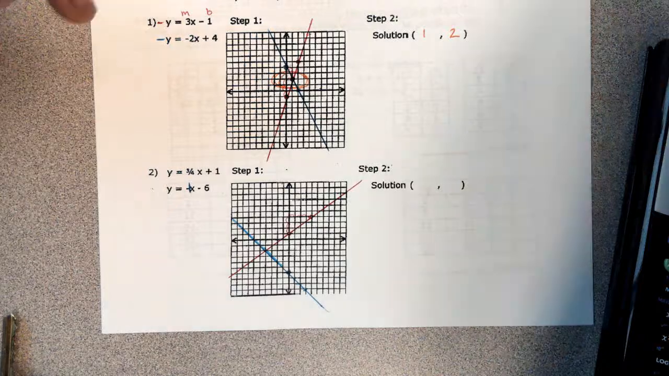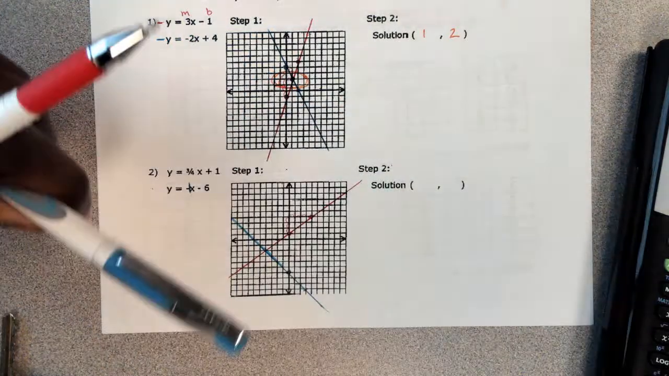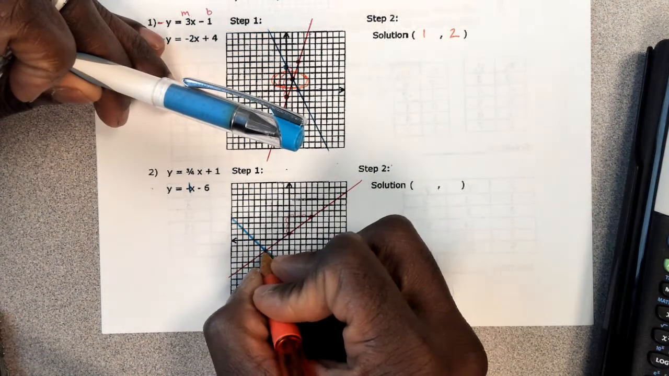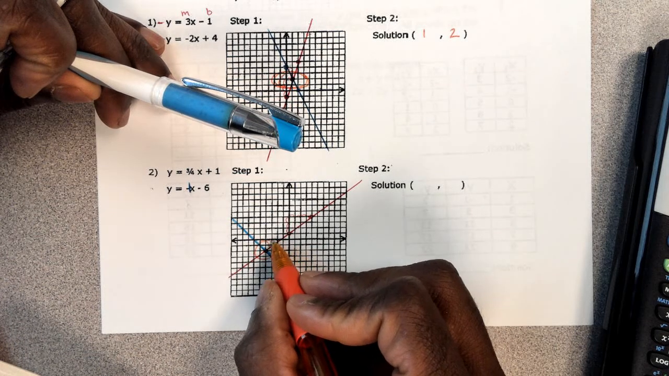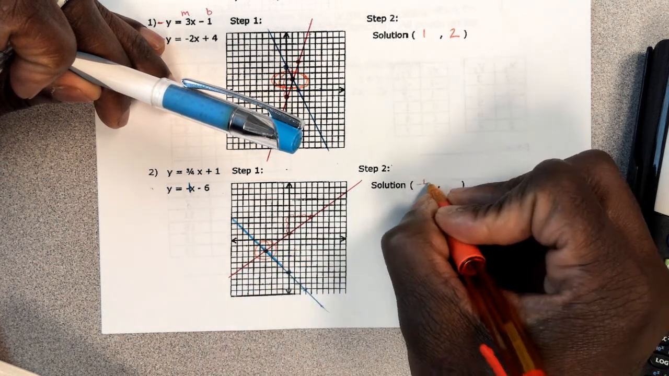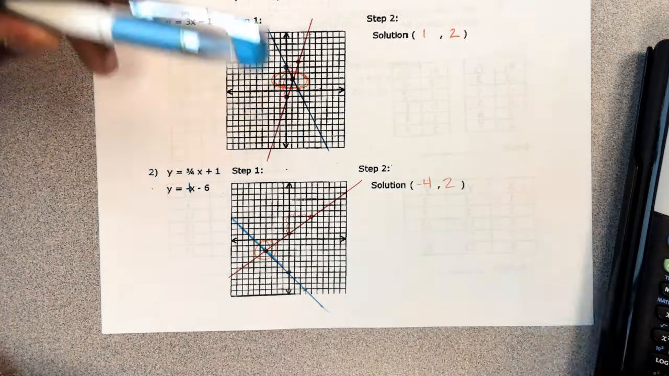Alright, and again, where the two lines cross is our point of intersection, which is negative 4, negative 2.